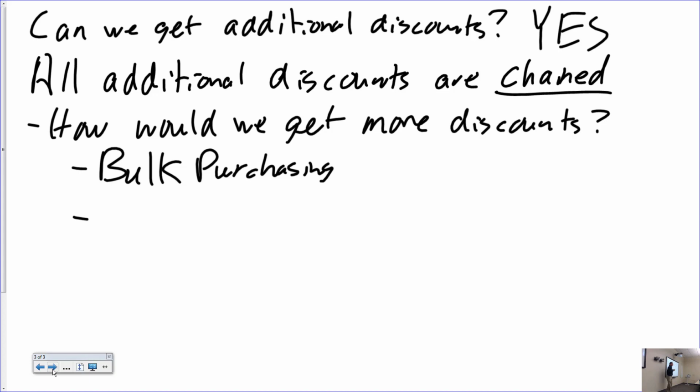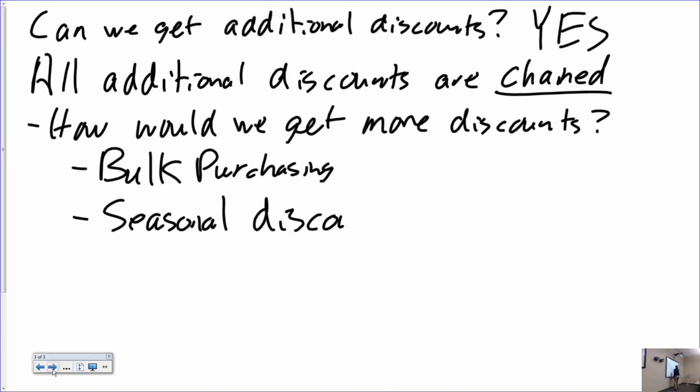When are most sales made in this country, folks? Christmas, exactly. Do you think the hat manufacturer only makes his hats right before Christmas? No, he probably makes them year-round. So what does he have to do with the hats that he makes in, like, January, February, March? Yeah, he has to store them, or he needs to try and convince you to buy in January, February, March. How do they give you a sale? Exactly, right? So, seasonal discounts.